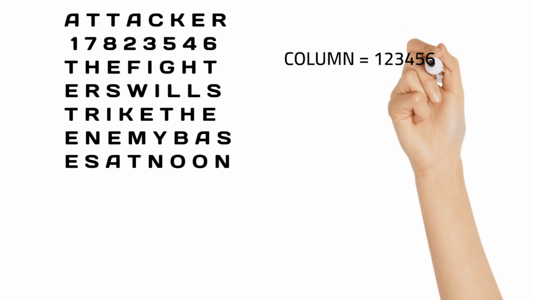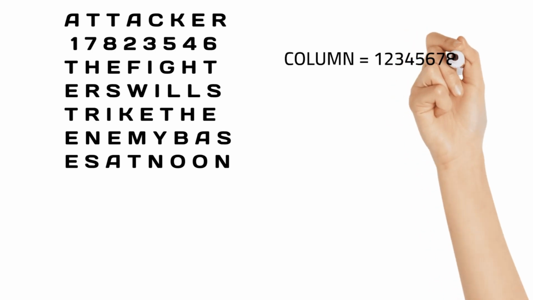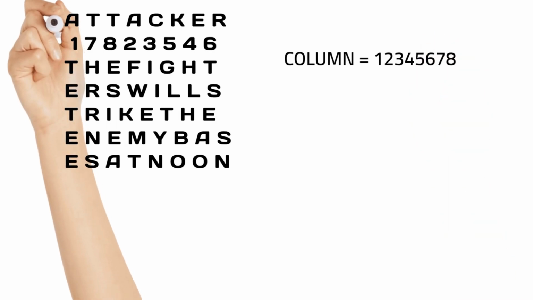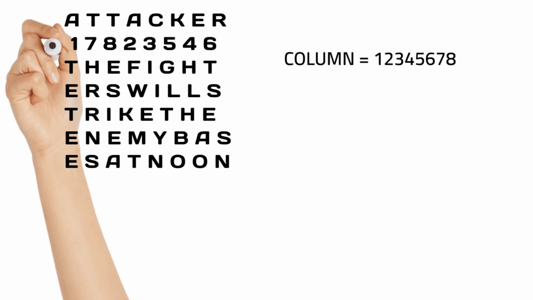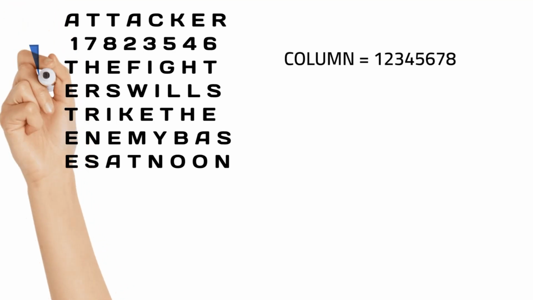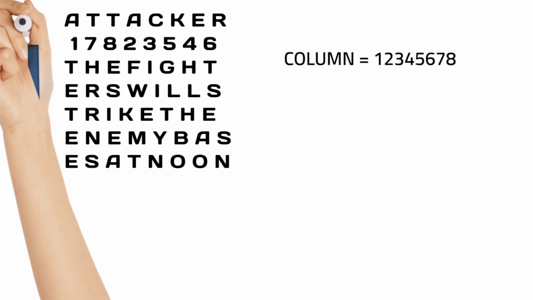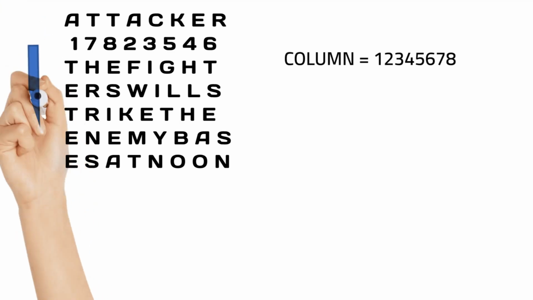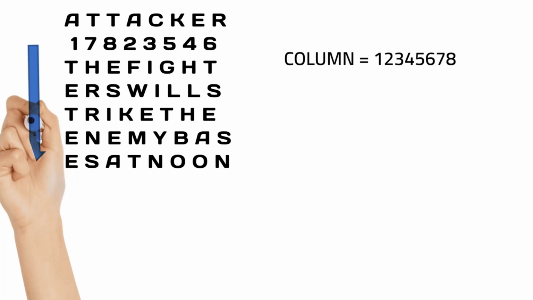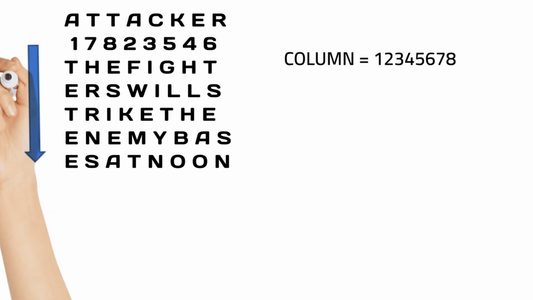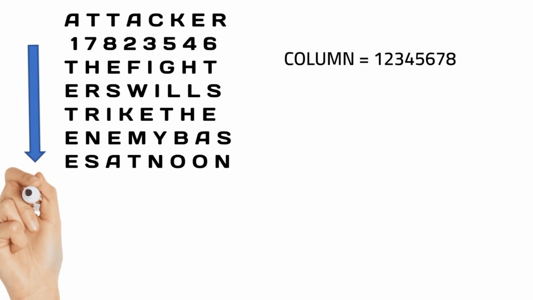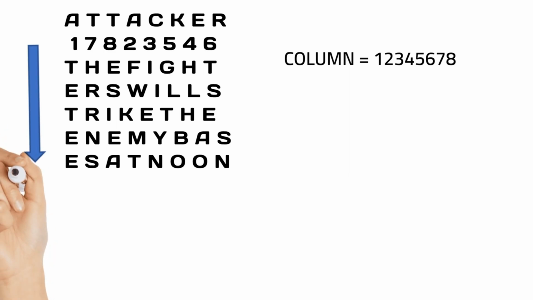So in the same way you are going to write our message, the fighters will strike the enemy base at noon, in the same order. T-H-E-F-I-G-H-T. We can write only 8 letters in one row. Like that you have to follow. So we end up with 5 rows with 8 letters. Now, this is a columnar cipher, right?